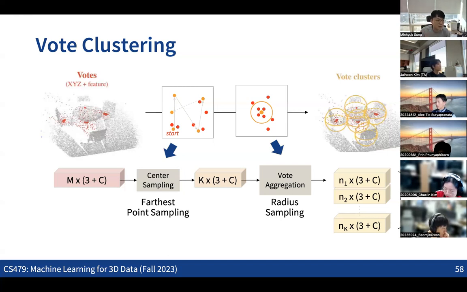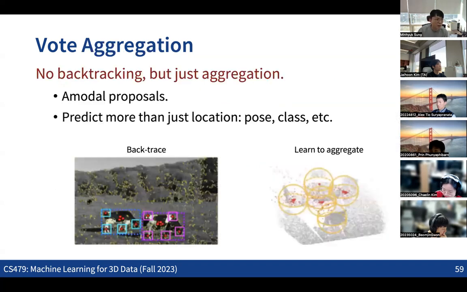Once you have the seed points using the farthest point sampling idea, we can aggregate the votes within a certain radius. You can see that all the votes are also 3D points in the 3D space. So once you have a subset of points, we can aggregate the votes that are close to the seed point within some radius, and then we can aggregate all the information. Here we are not doing any kind of back tracing. We just aggregate all the votes.